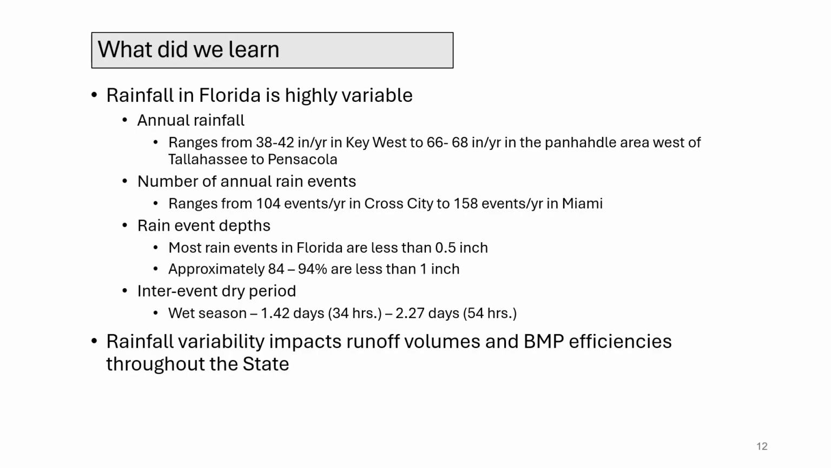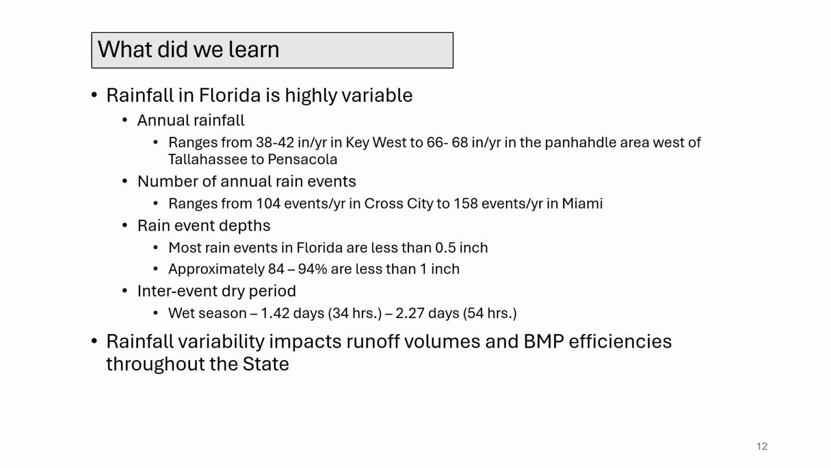The number of annual rain events also varies considerably. We see a low of around 104 events per year in Cross City, but this number can go up to 158 events per year in Miami when considering a 3-hour independence between events. Interestingly, most individual rain events in Florida are quite small, typically less than half an inch. In fact, approximately 84 to 94% of all rain events are less than 1 inch deep.